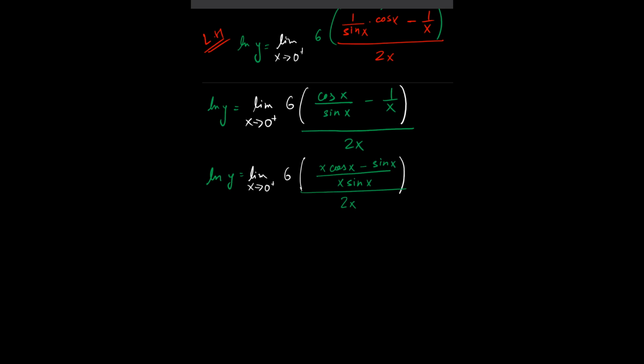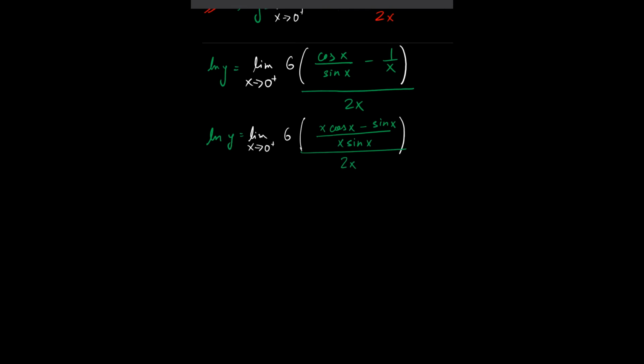If we rewrite this problem and clean it up, it will look like natural log of y equals the limit as x approaches 0 from the right of 6 times, imagine a 1 underneath that 2x. Whenever you're dividing by a fraction, you multiply by its reciprocal, so this would look like x cosine of x minus sine of x all over 2x, times this complex fraction, 2x squared sine of x.